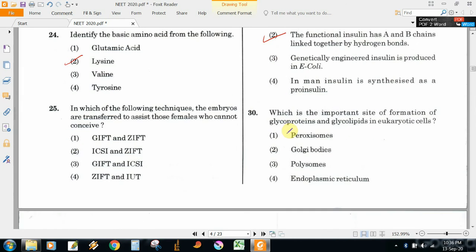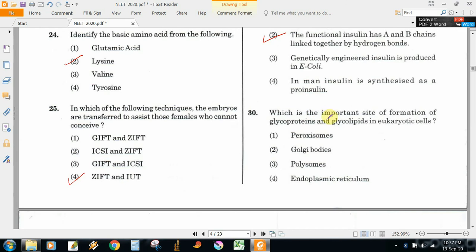Now, moving on, in which of the following techniques are the embryos transferred to assist females who cannot conceive? The first one is GIFT and ZIFT. Next is intracytoplasmic sperm injection, that is ICSI, and ZIFT, that is zygote intrafallopian tube transfer. Next one we are having GIFT and ICSI. The last one we are having is ZIFT, that is zygote intrafallopian tube transfer, and IUT, the intrauterine transfer. So IUT and ZIFT is the right answer for this question.